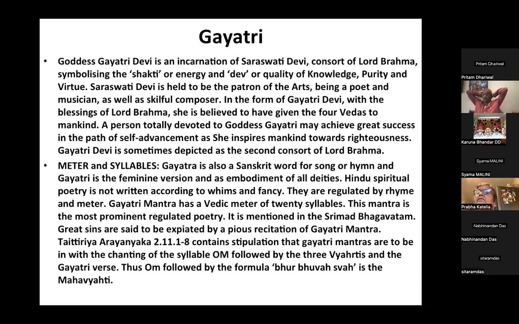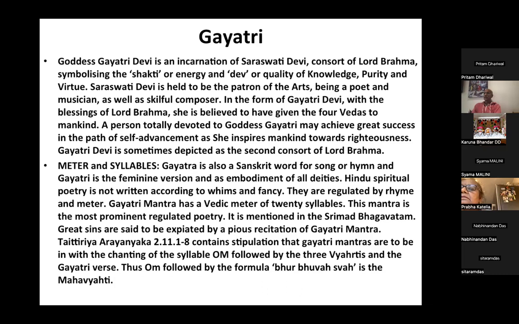Gayatri Devi is sometimes depicted as the second consort of Lord Brahma. Meter and syllables: Gayatra is also a Sanskrit word for song or hymn, and Gayatri is the feminine version and the embodiment of all deities. Hindu spiritual poetry is not written according to whims and fancy. It is regulated by rhyme and meter. The Gayatri Mantra has a Vedic meter of 24 syllables. This mantra is the most prominent regulated poetry. It is mentioned in the Srimad Bhagavatam.